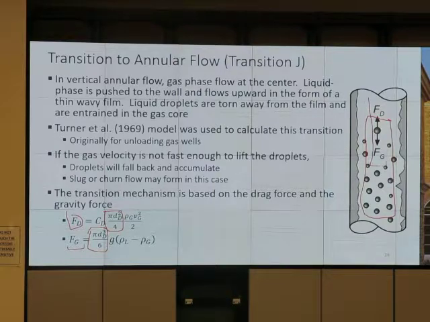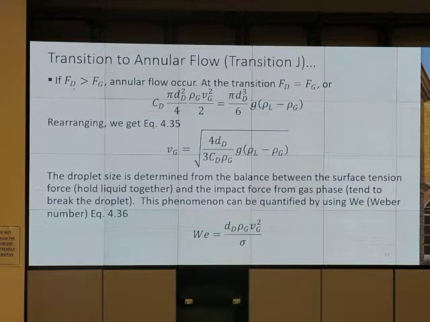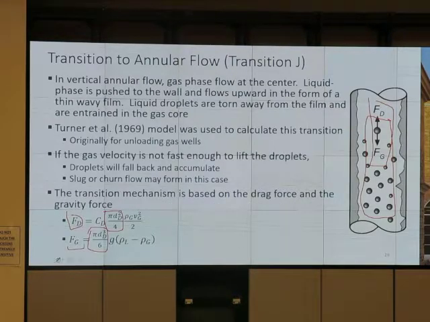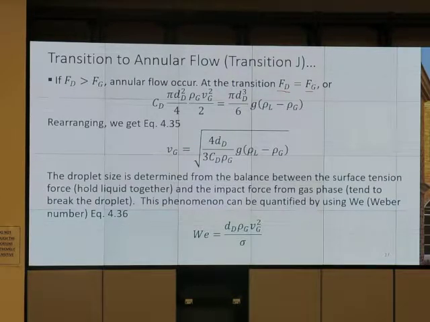Drag force competes with gravitational force. So if drag force is small, it gets lifted up, right? At the transition, drag force equals gravitational force. Rearrange it. When you look at it, the drag force has something to do with velocity. Velocity greater than this part is annular flow. Velocity Vg less than that part is not annular flow.